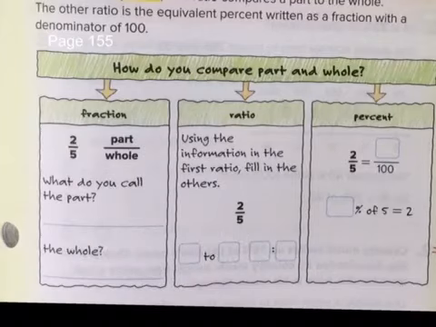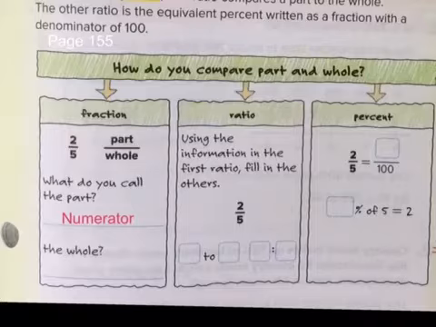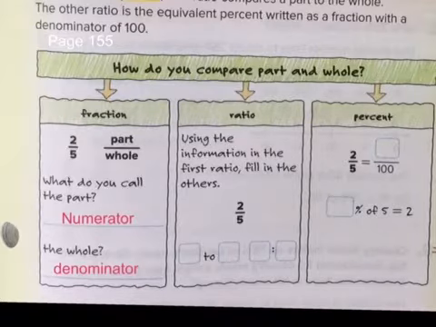Now let's identify the parts of a fraction. How do you compare a part and a whole? Here we have a fraction. On the top we have the part, and on the bottom we have the whole. So it's out of 5, that's your whole. The whole can be cut up into 5 pieces, and we only have 2 of those pieces. What do we call the top number? Many of you already know we call it the numerator. And what do we call the bottom number, the whole? The denominator.